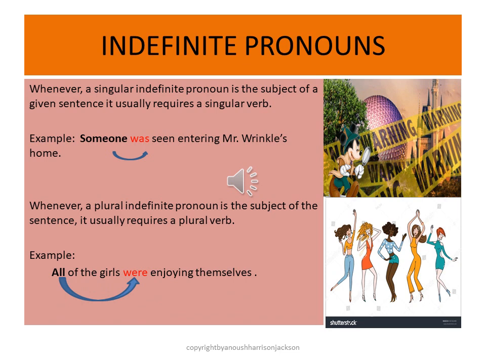Subject and verb agreement rules governing indefinite pronouns. Whenever a singular indefinite pronoun is the subject of a given sentence, it usually requires a singular verb. Example, someone was seen entering Mr. Wrinkle's home. Someone is the singular indefinite pronoun and it is also the subject of the sentence, hence it requires the singular verb was and not were.